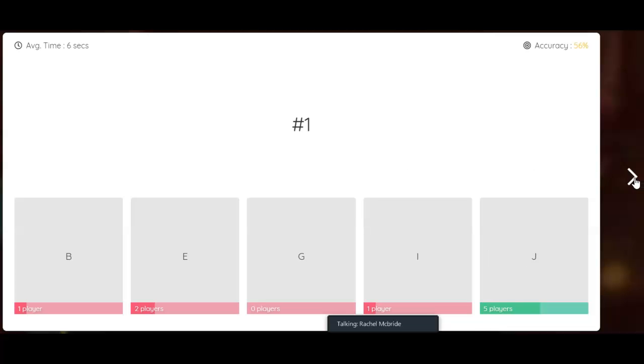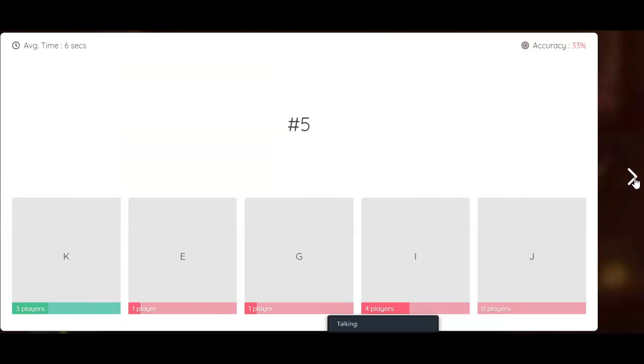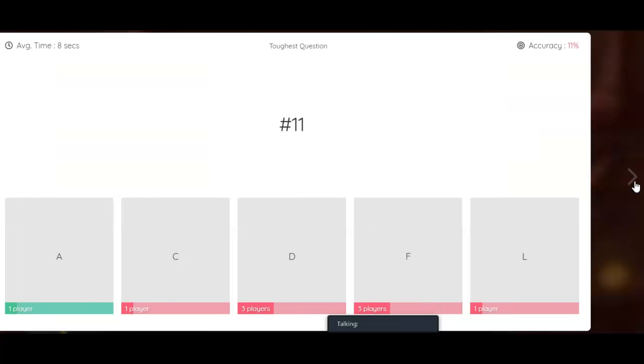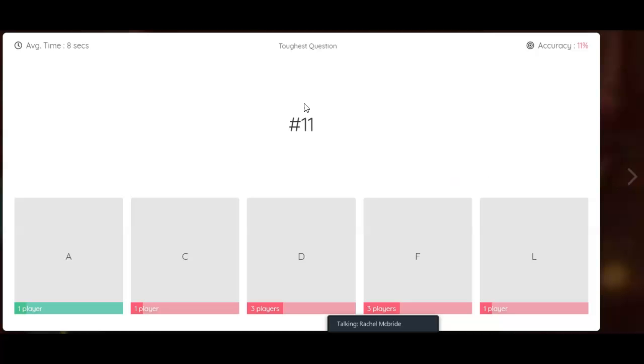So number one, the correct answer for number one was J. Number two is B. Number three is E. 4 was I. 5 was K. 6 was G. 7 was D. 8 was H. 9, L. 10, C. 11, F. And then the second 11, which is really 12, was A.